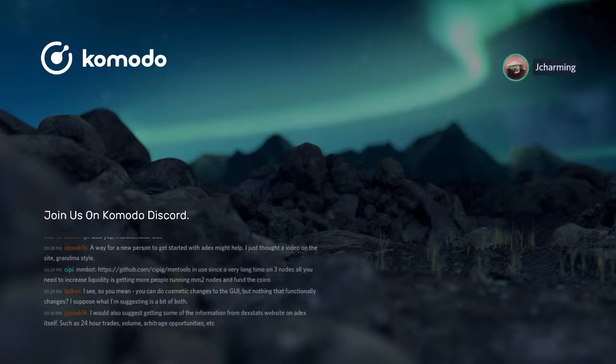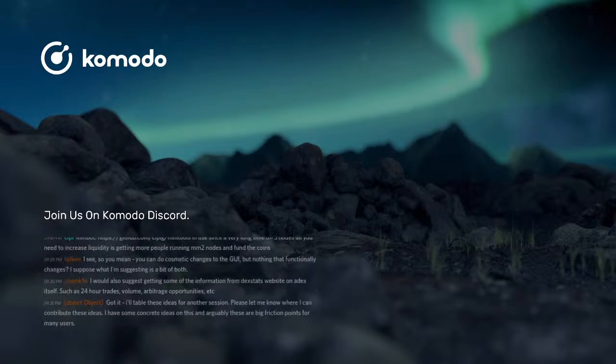It's a cool idea, getting information from DexStat's website on AtomicDEX itself. Oh yeah, that would be really cool. Yeah, that might be something that's doable. It was also one of the ideas we have had on the wish list, to have a market cap type of view on the app itself.